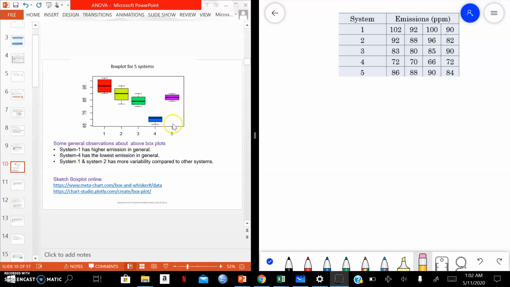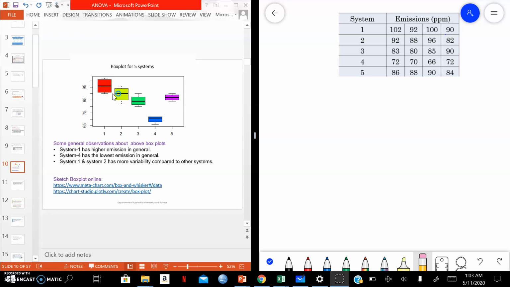You can generate this using the R program, or you can use some online tools to sketch box plots. From the box plots we can see that system 1 has higher emission in general compared to the others, and system 4 has the lowest one. And you can see that the boxes for system 1 and system 2 are bigger, which means the data for systems 1 and 2 are more variable.